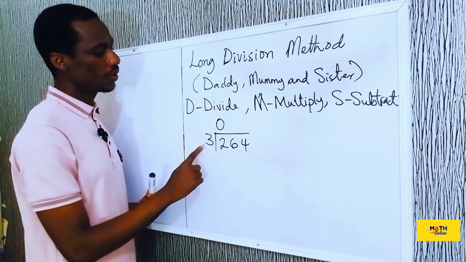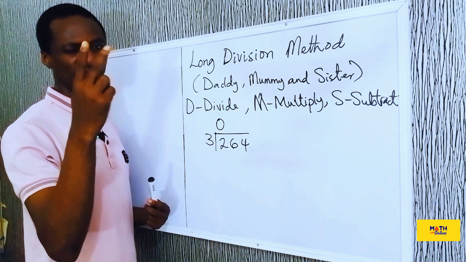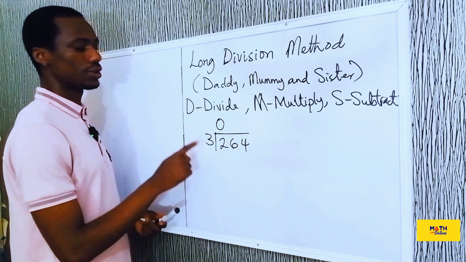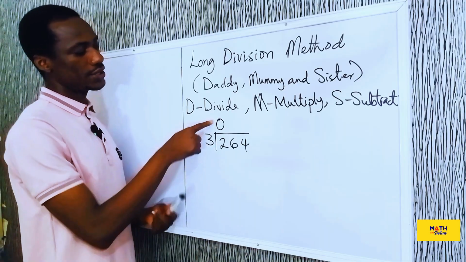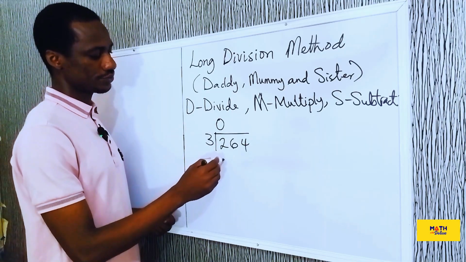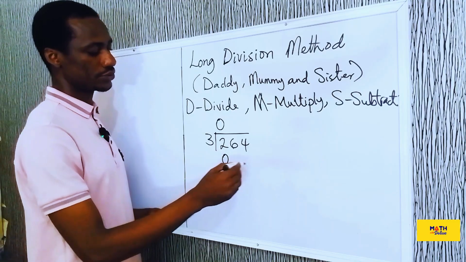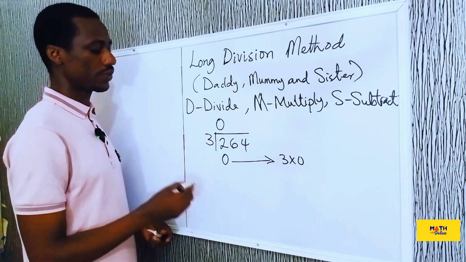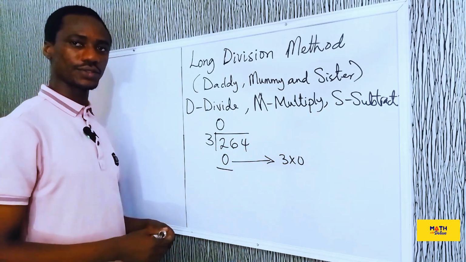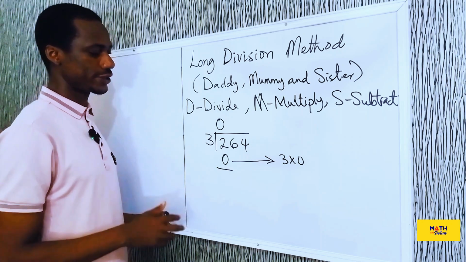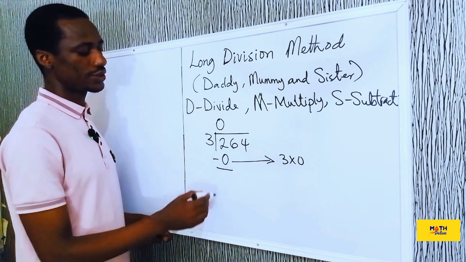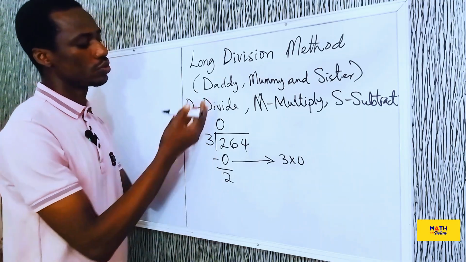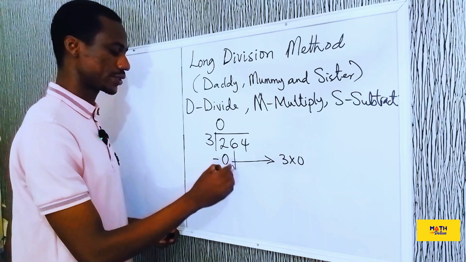Now we've done our division. We checked how many 3's are there in 2. We found 0, we put it down, and then we go to multiplication. We multiply 3 times 0, which is 0. So we did 3 times the answer we got, which is 0. Then we move to the next step, which is Sister, subtract. 2 minus 0 is 2. Fantastic. We're done with this digit. We'll move to the next digit. So we'll bring down 6.